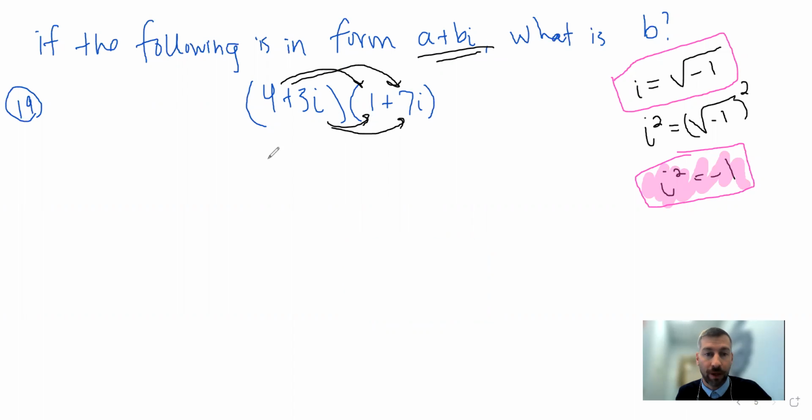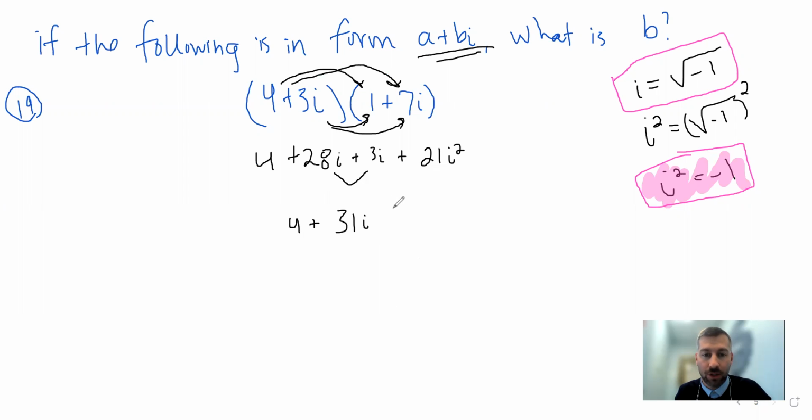And if I use the FOIL method by distributing, I'll get 4 plus 28i and then plus 3i plus 21i squared. Why? Because 3 times 7 is 21 and i times i is i squared. Now from here, you can start combining some things together. Our i's get combined together. Okay, the 4 can't be combined with anything else.